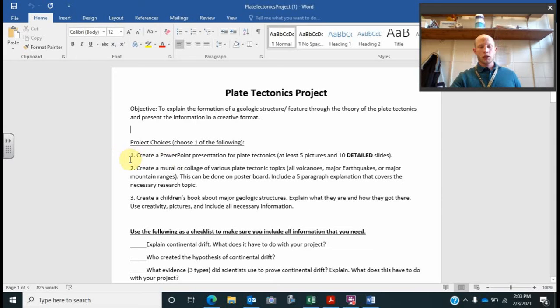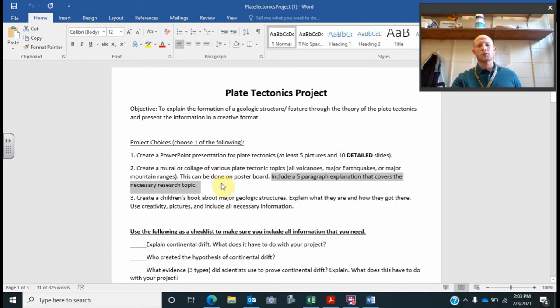The first way, probably the most popular, is to create a PowerPoint presentation that includes at least 10 slides. The second one is you can create a mural or a collage. You need a 5-paragraph explanation that covers the necessary research topics. You can have pictures and you cut and paste and all that stuff. A lot of people do that as well.